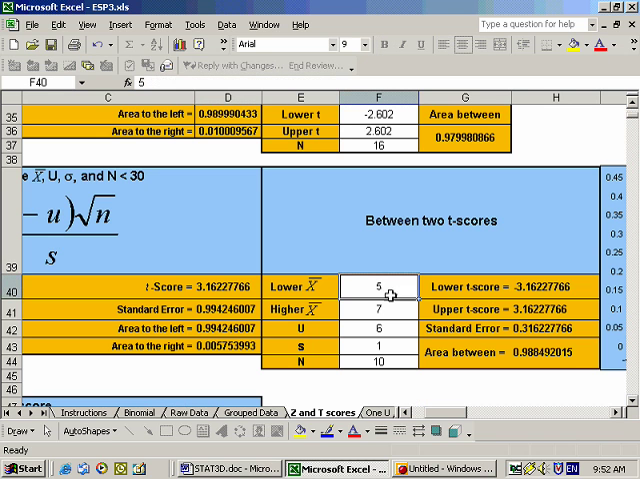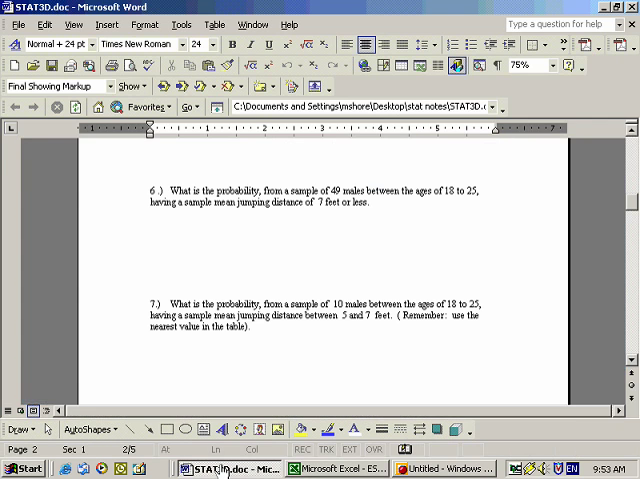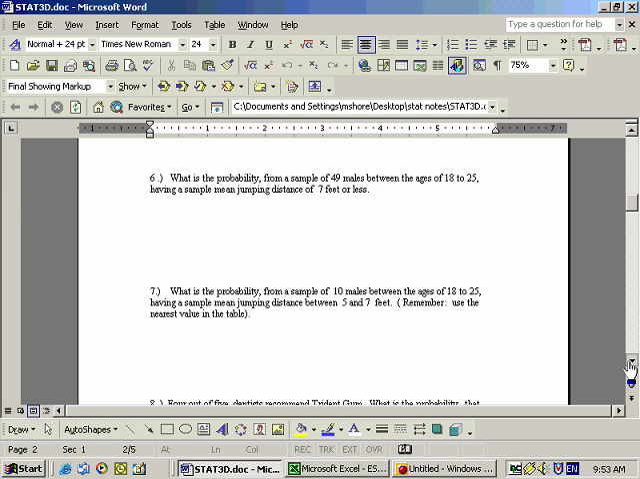Our lower is 5, our upper is 7, the mean was 6, standard deviation of 1, and our sample size was 10, so our probability is 0.988, or rounded to the nearest hundredth, 99%. On problem number 8, it's actually a binomial distribution.